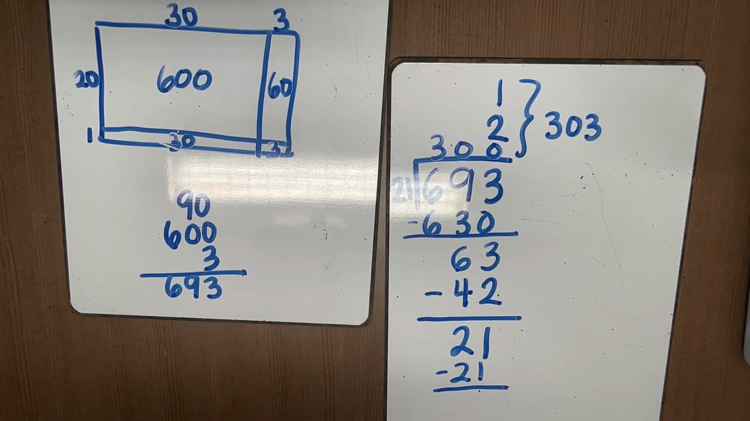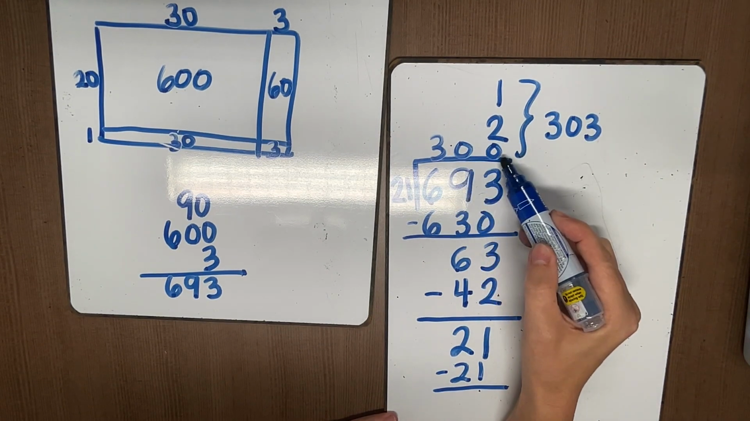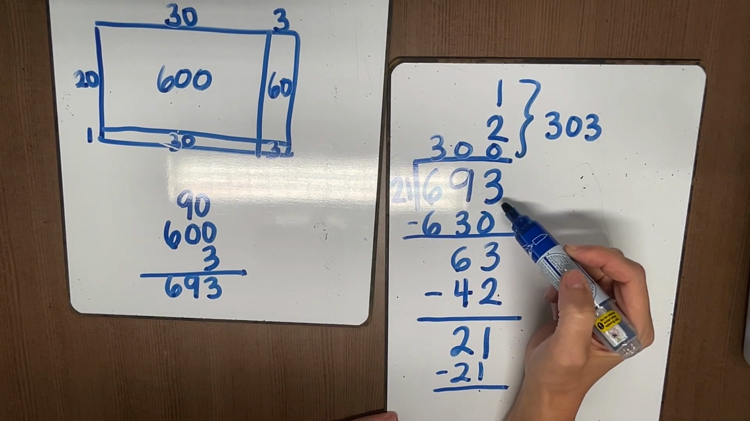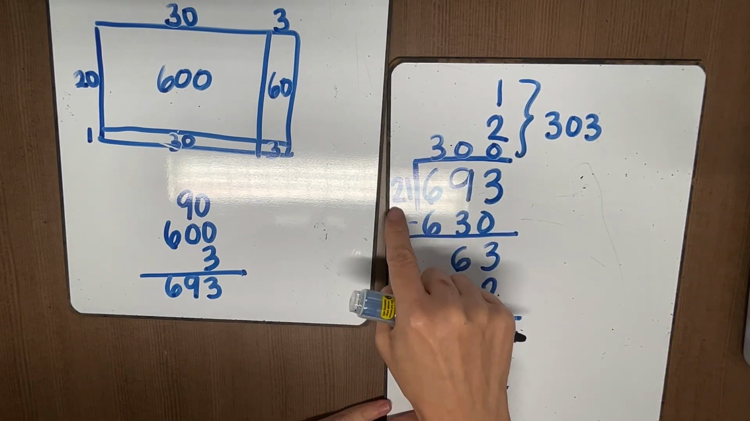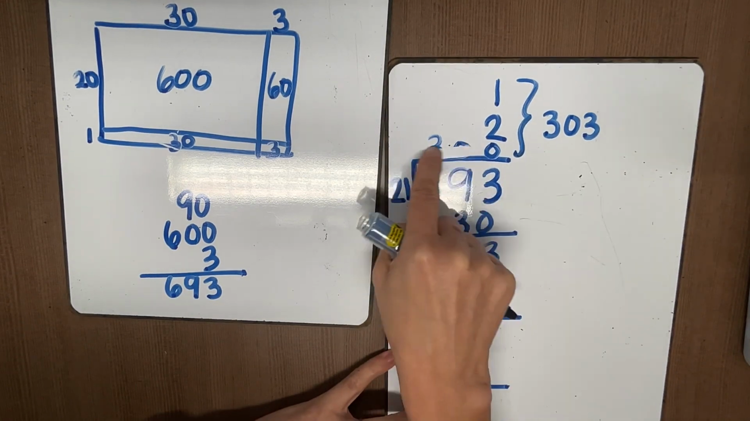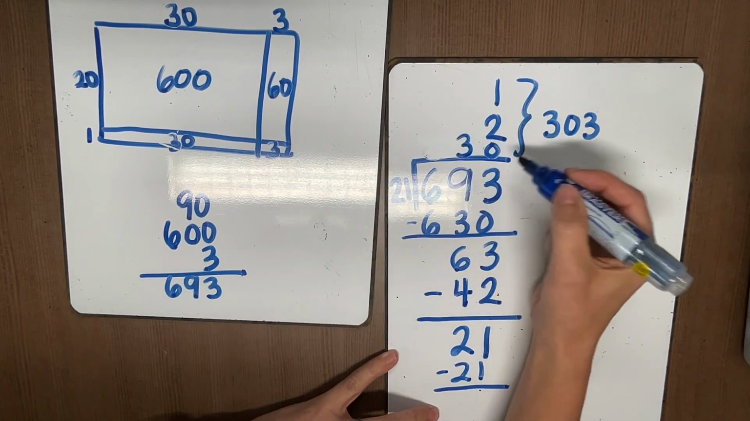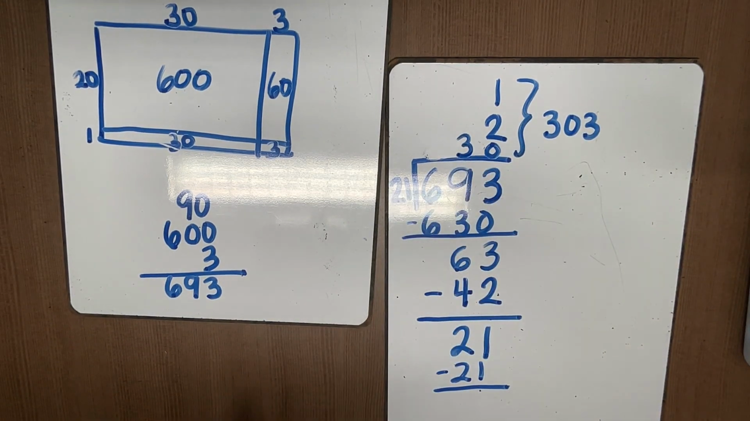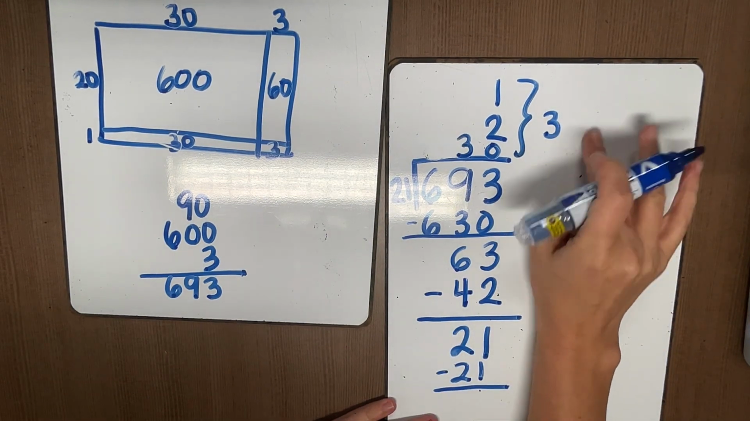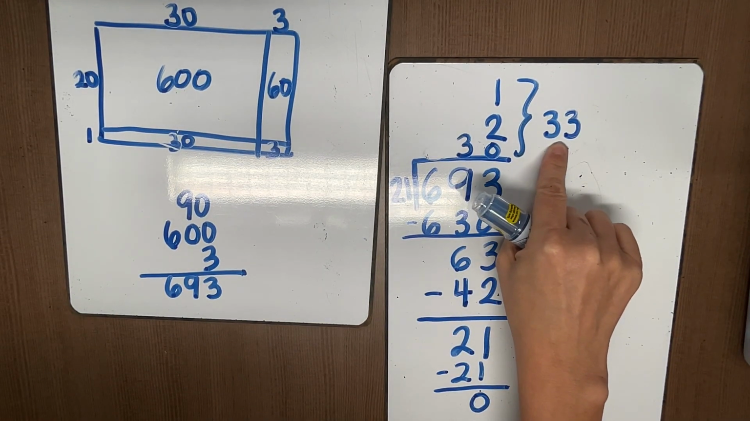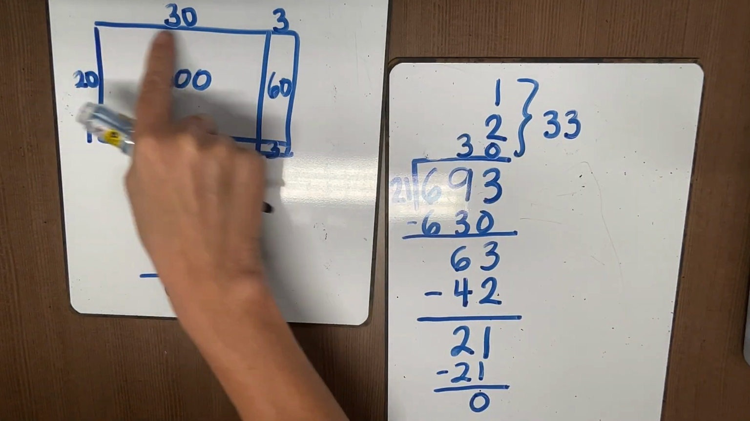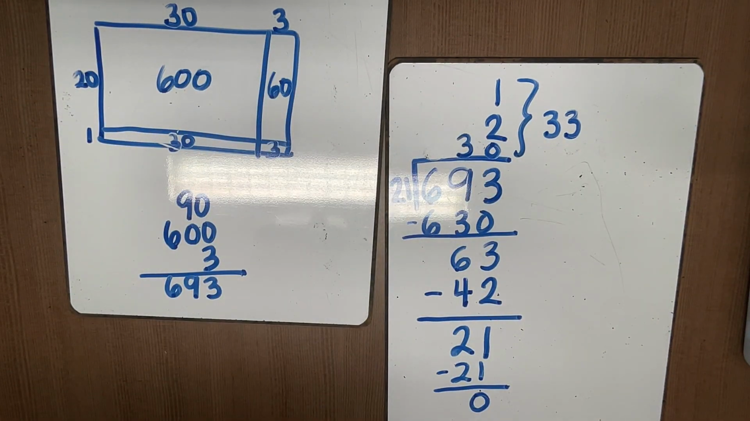I found my mistake. I said that there were 300 21s in 693, but there's not 300 because that's in the tens place. If it was 1, 2, there would be 300. But there are actually only 30 because 30 times 20 is 600. That was my mistake. If I change that, I can see that then it equals 33 and I have nothing remaining. Using partial quotient, 33 is my quotient here and 33 is my quotient there.